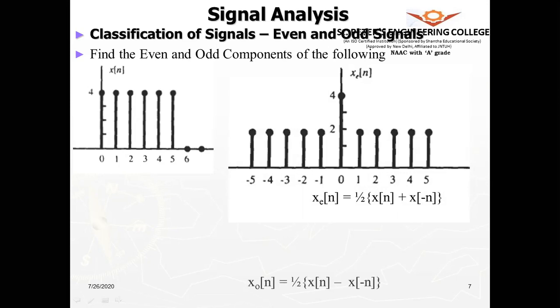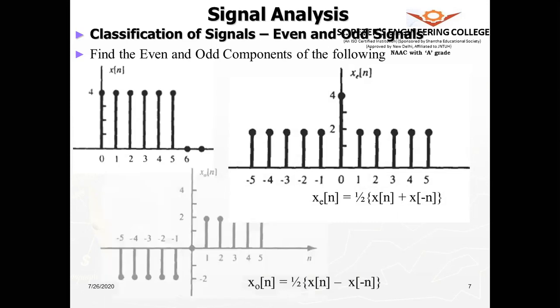Similarly, the odd component of this will be x of n minus x of minus n, the difference of that divided by 2. So the amplitude has become 2 and minus 2 in this region. Therefore, we have found the even and odd components of this signal.